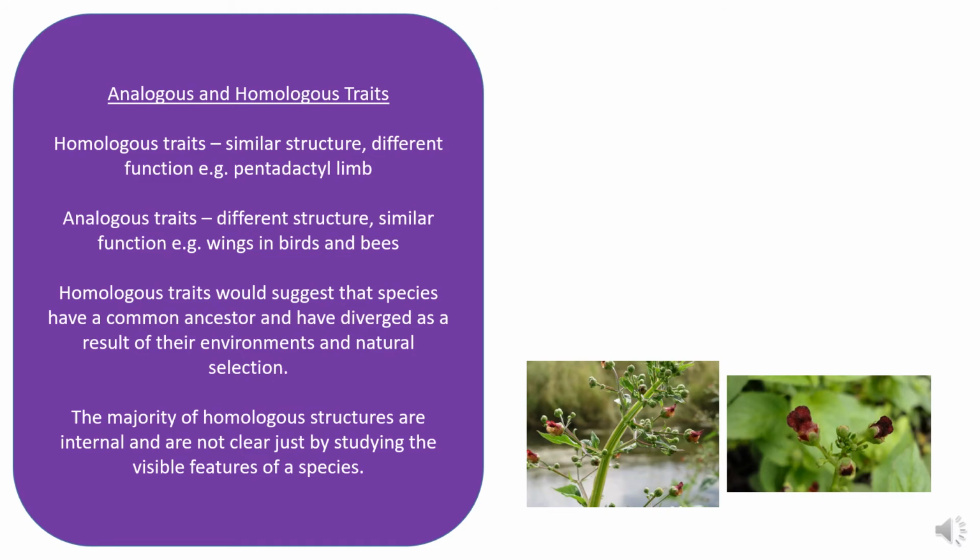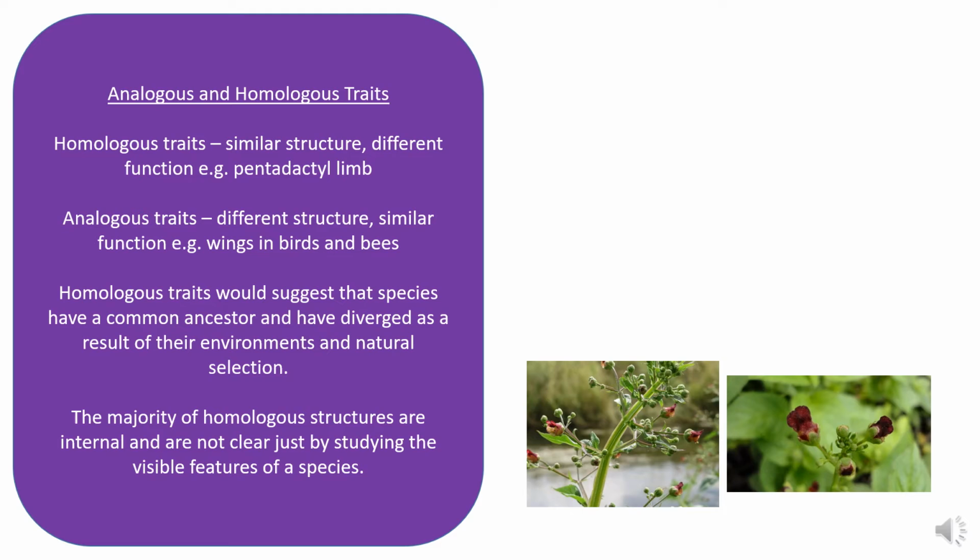Okay, analogous and homologous traits. We kind of did this in 5.1. But homologous traits are traits that have a similar structure but a different function. So, for example, pentadactyl limbs. Species that have pentadactyl limbs include horses, humans, birds, bats, anything with a 5-digit limb.